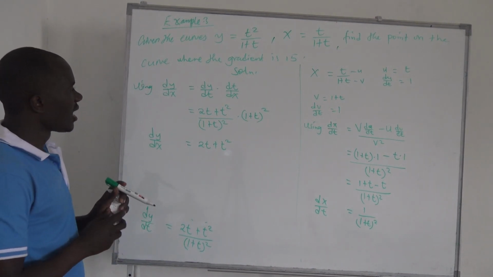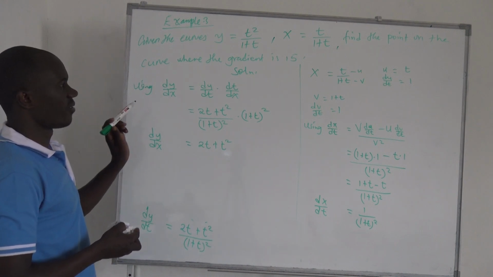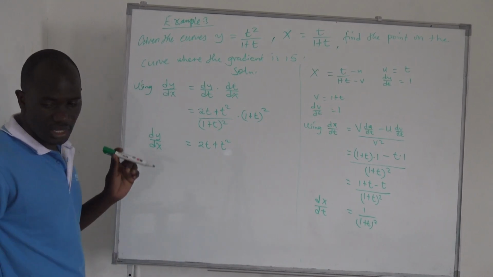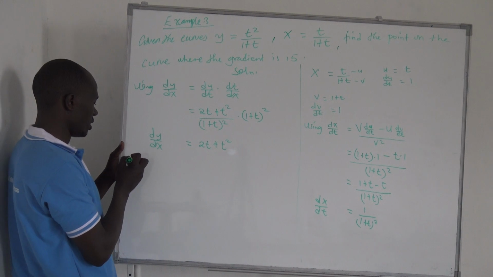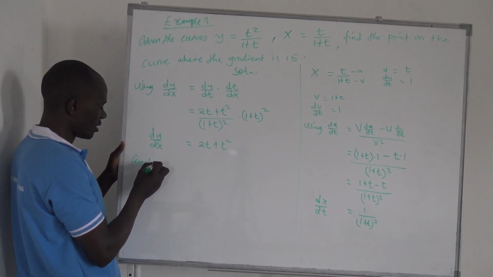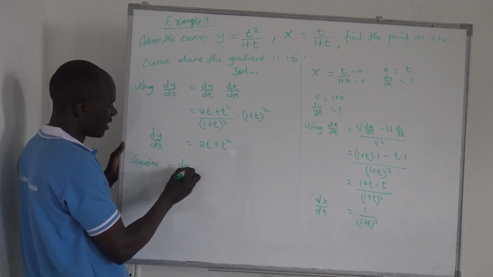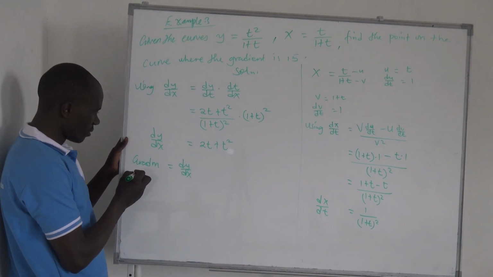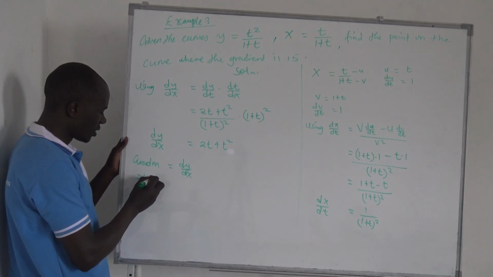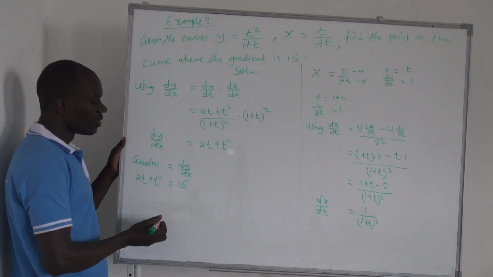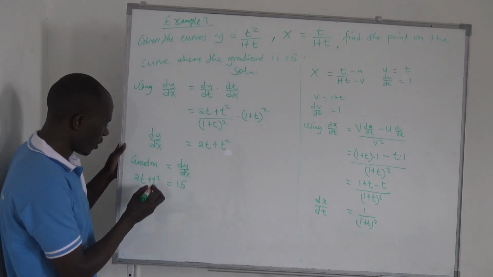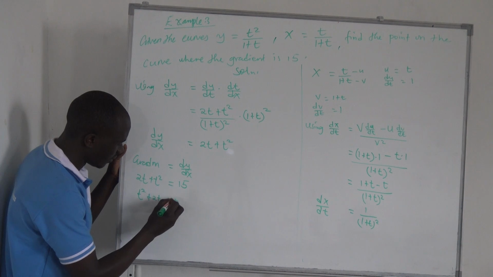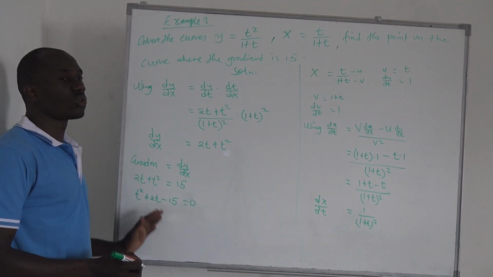Now, they said, find a point on the curve where the gradient is 15. We have already got the dy/dx, and our dy/dx is the same as the gradient, m equals dy/dx. So I've already got 2t plus t squared equals the gradient, which is 15. So we can rearrange this equation. We are going to have t squared plus 2t minus 15 equals 0. This is a quadratic equation.